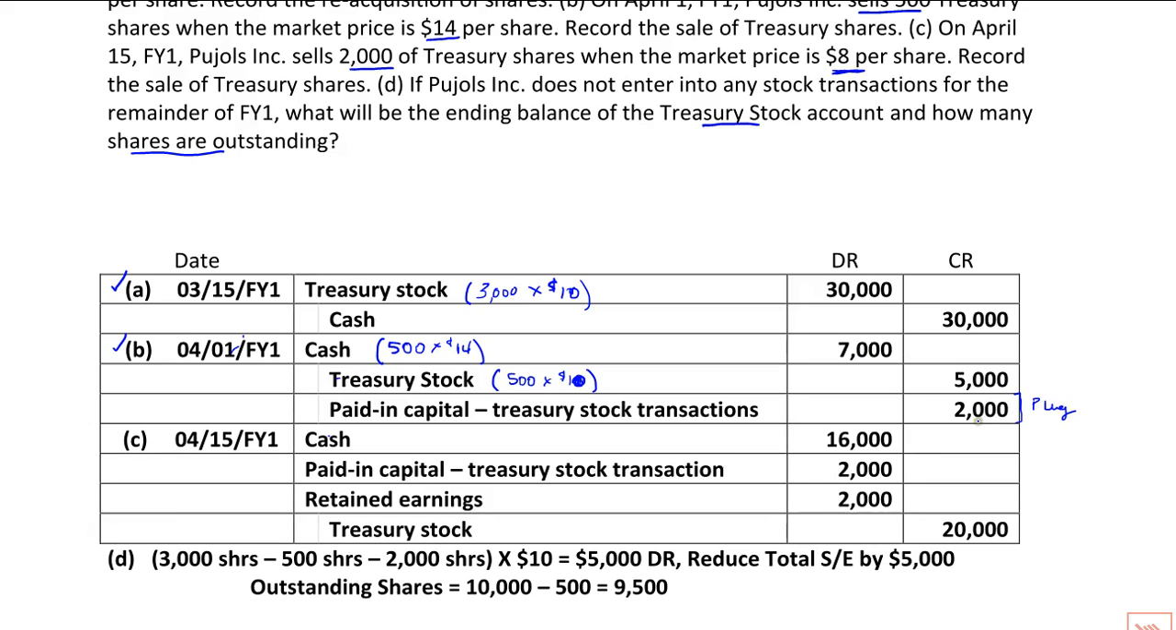But once again, this is a company trading in its own stock, so we don't call this a gain because a company is involved in a transaction with its owners. So we just record directly an increase in a stockholders' equity account called paid-in capital treasury stock, or treasury stock transactions. Okay?